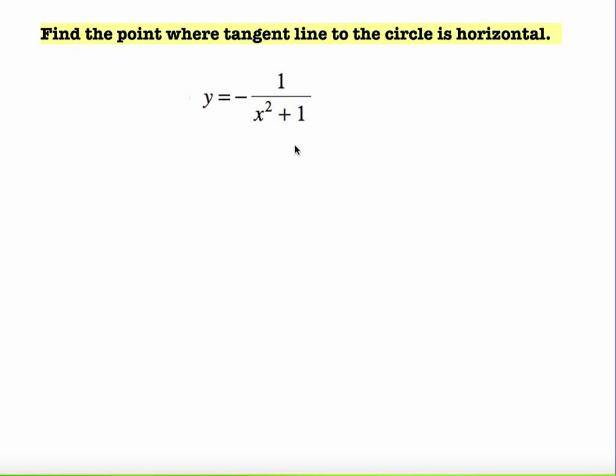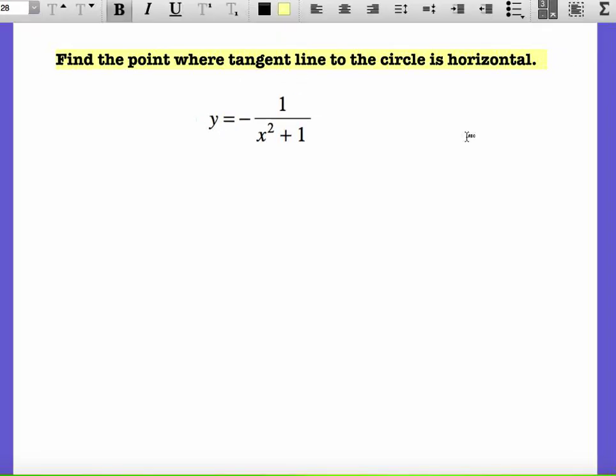All right, guys. So here's another example where we have to find where the tangent line to this graph is horizontal. So this should have been tangent line to the graph. Okay. So the graph has this equation: y equals -1 over x squared plus 1. So when we think about horizontal tangent line, we think about the slope. At that given point, the slope of the derivative is going to be 0.